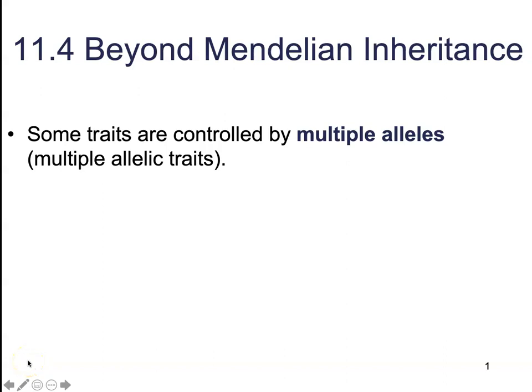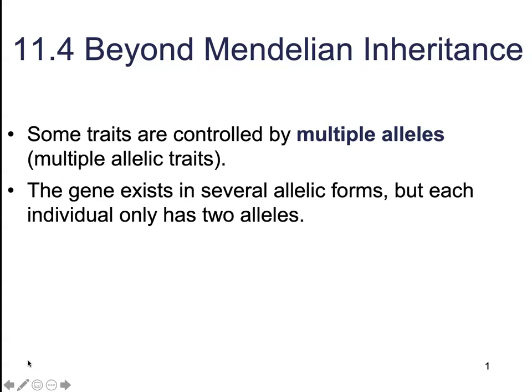Although Mendel studied relatively simple systems, his principles can be applied to complex patterns of inheritance. So we're going to go sort of beyond what he was able to originally study. One of the things we're going to take a look at is traits that are controlled by multiple alleles. In other words, multiple allelic traits. These genes exist in several allelic forms, but each individual is only going to have 2 alleles.